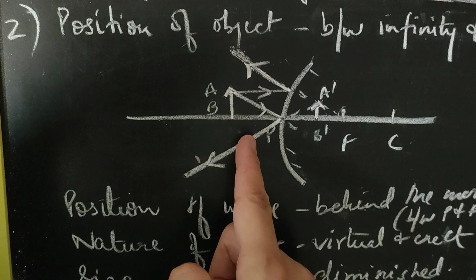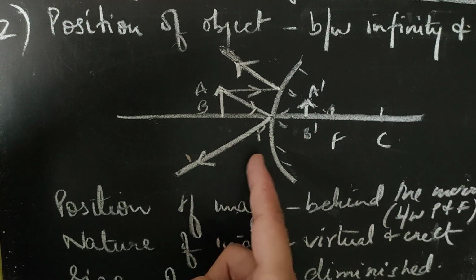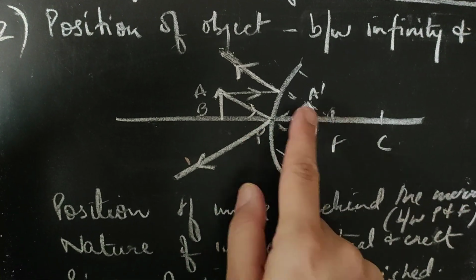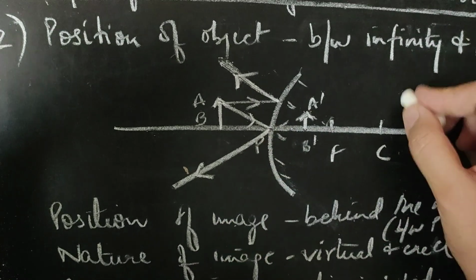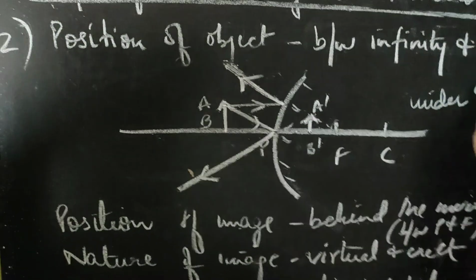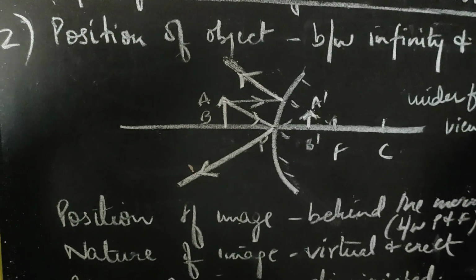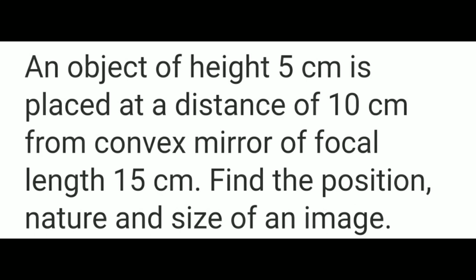It is due to this reason that a convex mirror is used in malls and metro stations. It is used as a rear view mirror in vehicles because it is forming virtual erect diminished images. So hence it gives a wider field view. Remember, I had given you this technical term that you need to use in exams also, that it gives a wider field view. Let us solve a numerical on the mirror formula.